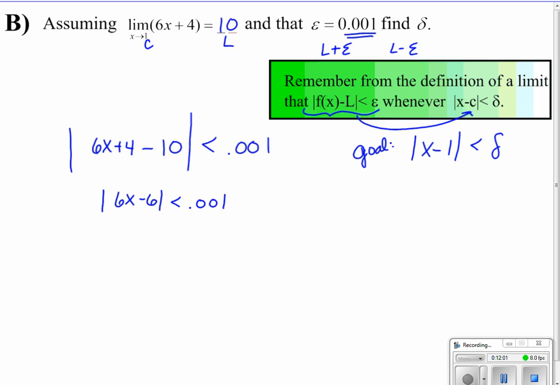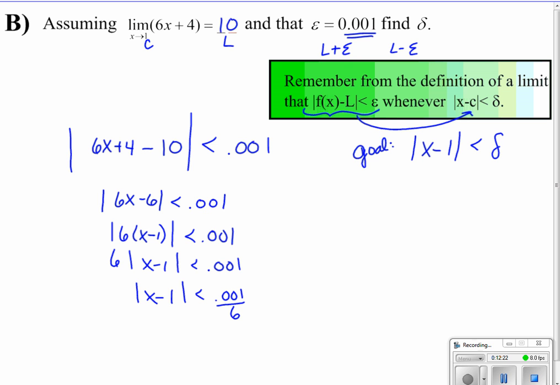It's got a 6 in common. That would leave me 6 times the absolute value of x minus 1 less than 0.001. Factor the 6 out because it's positive, and unaffected then by the absolute value. And divide by 6. I'd have the absolute value of x minus 1 is less than 0.001 divided by 6. And I could let you calculate that. It is approximately 0.0001 repeating 6. There, we've got it as a value.